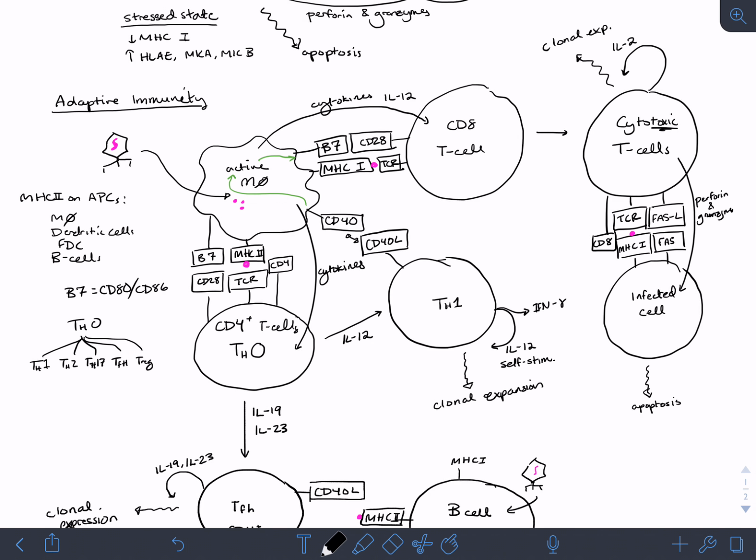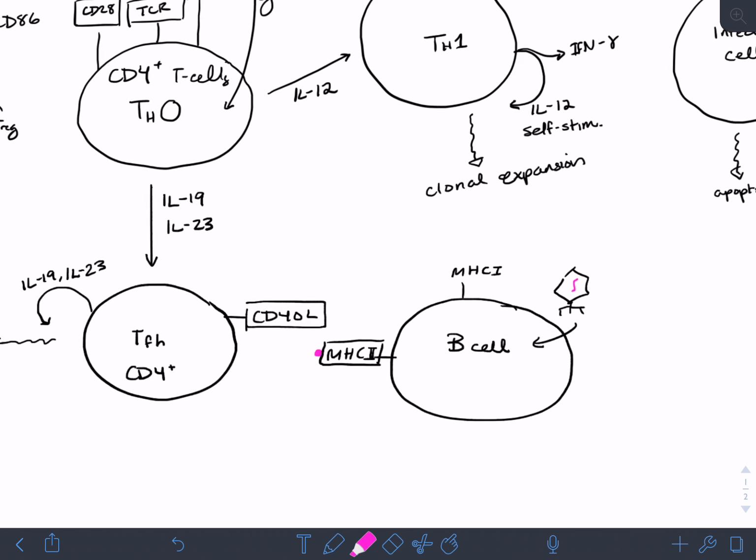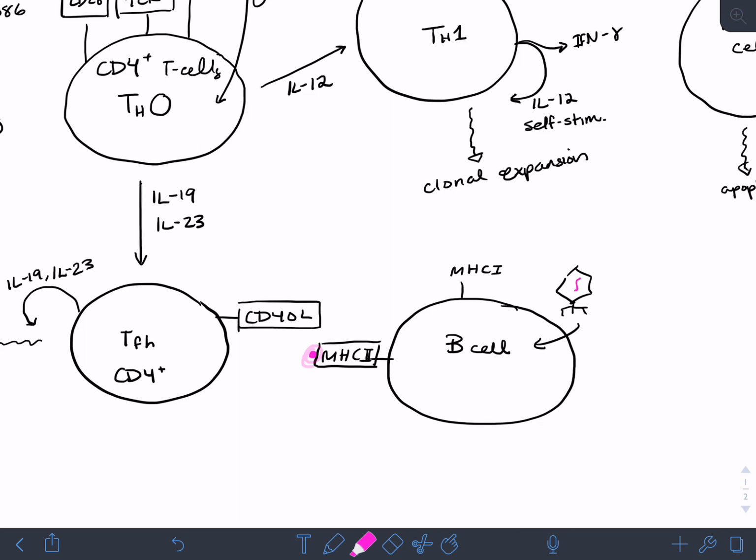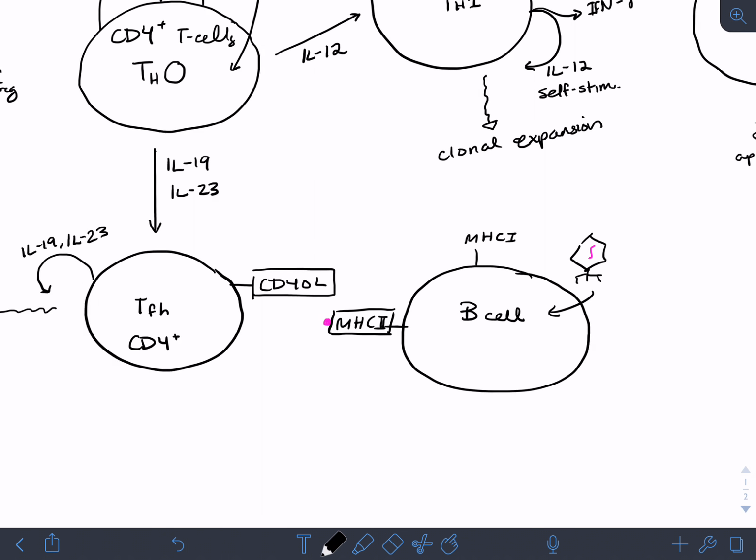Just like over here, in order to put the antigen onto the MHC2, you need this macrophage to be infected by the virus. The same thing happens over here. In order for the B cell to have this antigen on it, it needs to be infected by this exact same virus. So this B cell has the antigen on its MHC2.